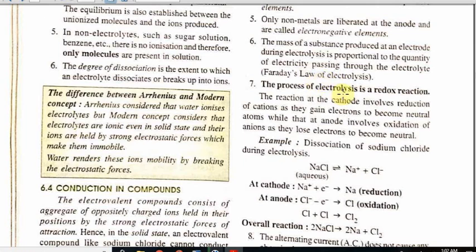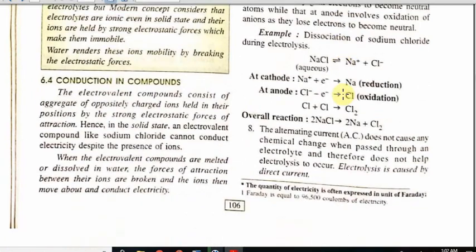The process of electrolysis is a redox reaction. It means number of electrons lost is equal to number of electrons gained. So let us check this example. Dissociation of sodium chloride molecule into ions. Now this Na+ is a positively charged cation, so it goes to cathode. Look at this cathode. This Na+ goes to cathode, gains one electron, and becomes neutral Na. The process is called reduction because there is gain of electron.